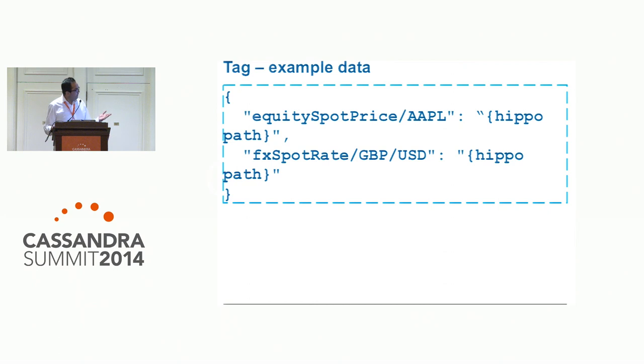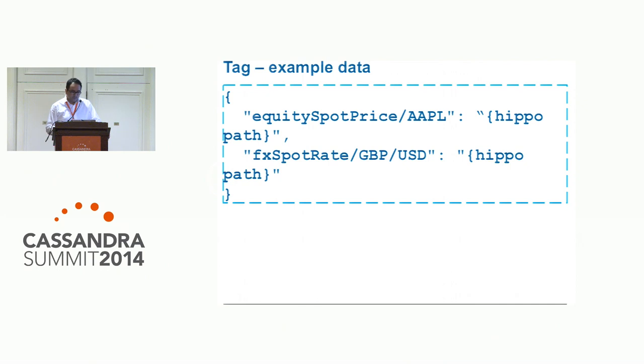So every valuation has a tag. And typically, a tag consists of anywhere in the region of 150,000 to 200,000 elements in there, depending on how many trades there are in the portfolio and how much market data the trades depend on. So hopefully you have a rough idea of what Hippo is and what it's functionally responsible for.